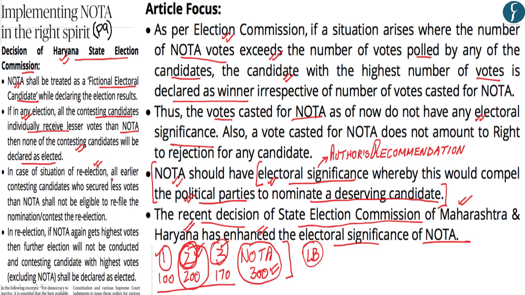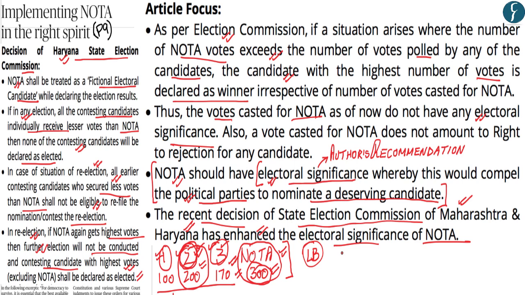And all the earlier contesting candidates who had secured fewer votes than NOTA shall also not be eligible to refile their nomination. So if for this seat NOTA had received the maximum number of votes, then candidate number 1, 2 and 3 would not be allowed to refile their nomination for the re-election for this seat. However, if in the re-election NOTA again gets the highest number of votes, then further re-elections will not be conducted and the contesting candidate with the highest vote shall be declared as elected.